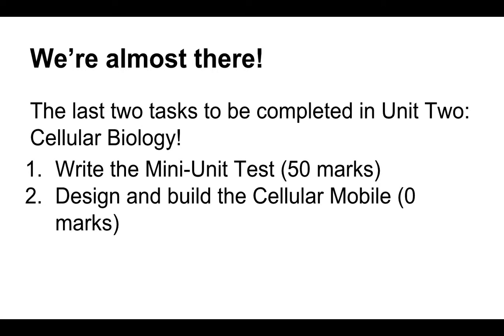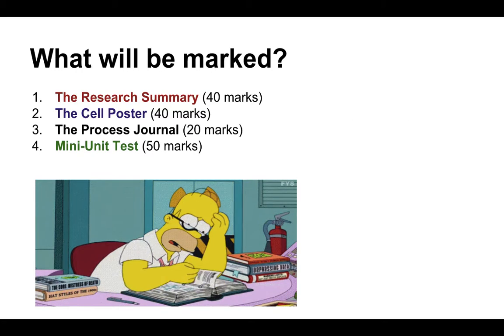One is to write the mini unit test, which will be next Friday, January 26th, and then also to design and build the cellular mobile. So just really quick, again, to remind everyone, the research summary, aka the magazine article, which was worth 40 marks, is done. Everyone's cell poster has been turned in, also to be marked, worth 40 marks.